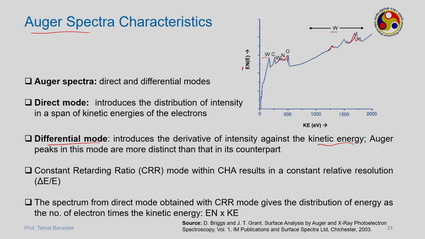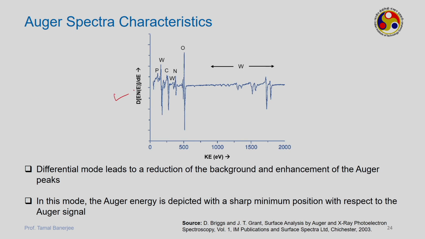In the differential mode, the same spectra will look something like this. Now you see the Auger peaks are very sharp. There is some oxygen and contamination available, nitrogen, carbon, a little bit of phosphorus. So we can also find out the impurities in a better manner if we do it in a derivative way. It reduces the background and enhances the Auger peaks. In this mode, the Auger energy is depicted with a sharp minimum position with respect to the Auger signal. So you should always observe Auger spectroscopy in derivative mode.